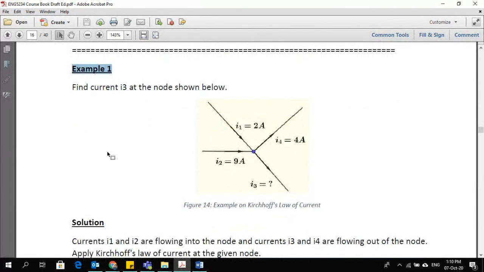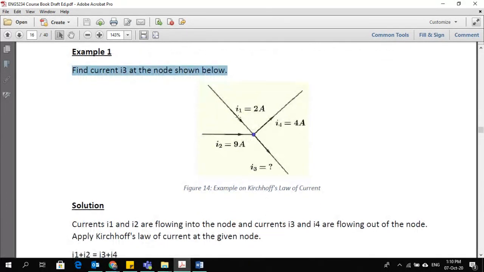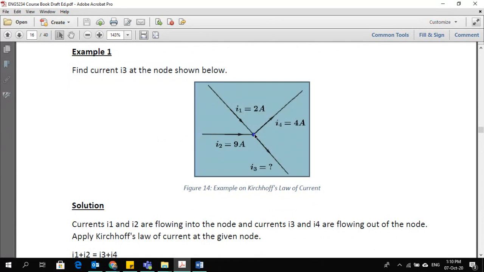So now I will tell you how to solve problems using Kirchhoff's current law. First example, let's have a look at this. Find current I3 at the node shown below. This is a node similar to the one above. Here we have the values of different currents. I1 is 2 amperes, I2 is 9 amperes, I3 is unknown, and I4 is 4 amperes.